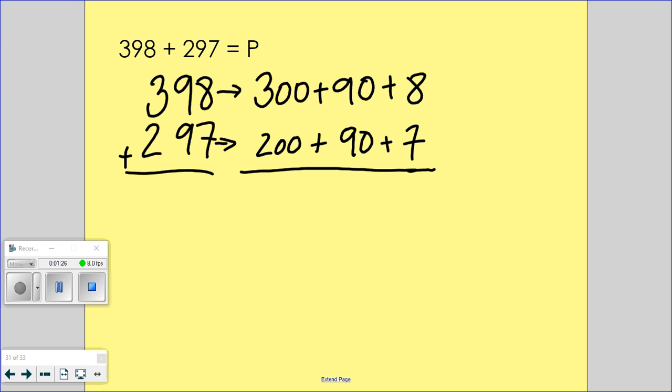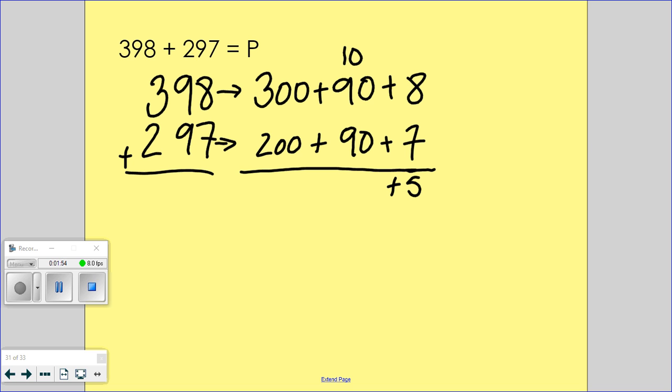No. What do I need to do? How was that made? Lainey? Make a trade for what? A 10. So I'm going to put a 10 over here. Did I have any left over? How much? 5. My total number was 15. I gave my 10 over to my tens column, but my 5 is left over.